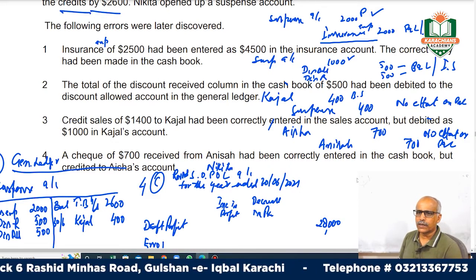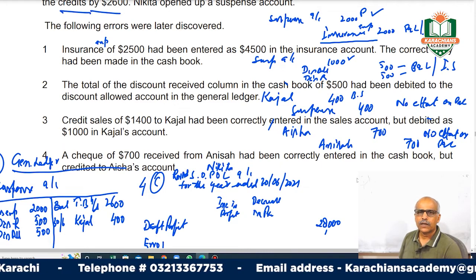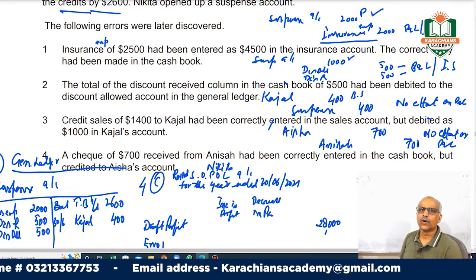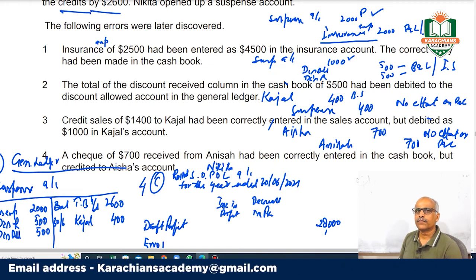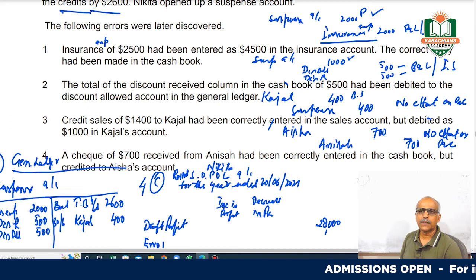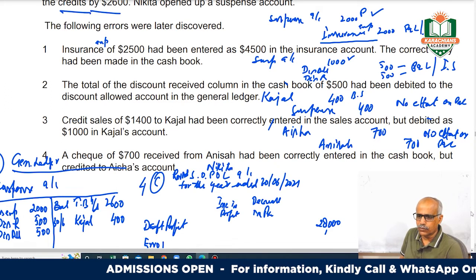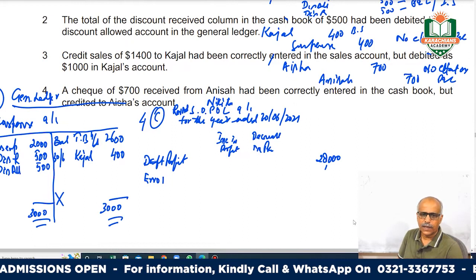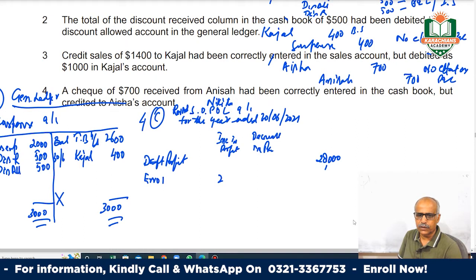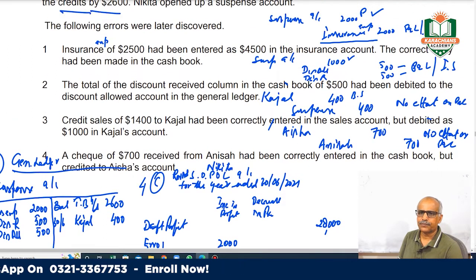You are crediting your insurance expense. Now when you are making the corrections, before these corrections you worked out a draft profit of 28,000, right? So now you are making the corrections, now you are reducing your expense. Reduction in expense will increase your profit, right? So this 2000 will increase your profit. Error number 1, 2000 will result in an increase in profit, right?